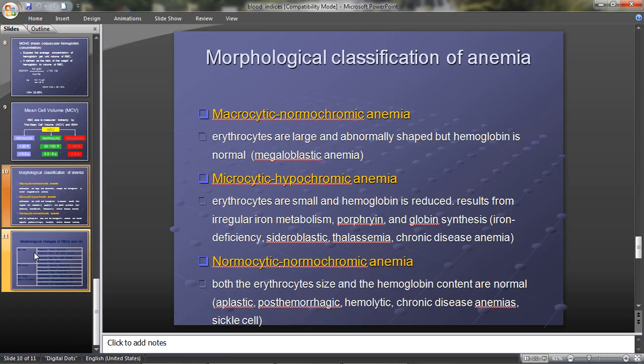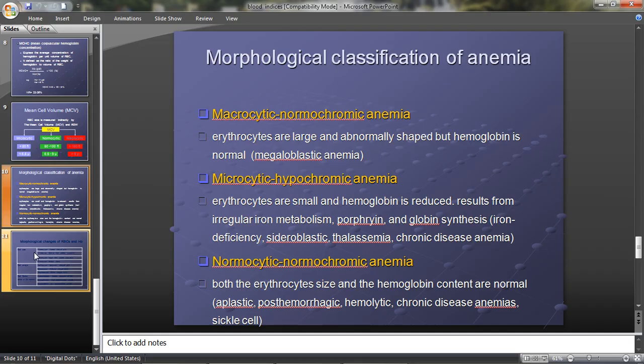The third is normocytic normochromic anemia. The erythrocytes and the hemoglobin content are normal, but the number of RBCs is reduced. Now the reason could be aplastic anemia. Aplastic anemia refers to the anemia due to bone marrow suppression.